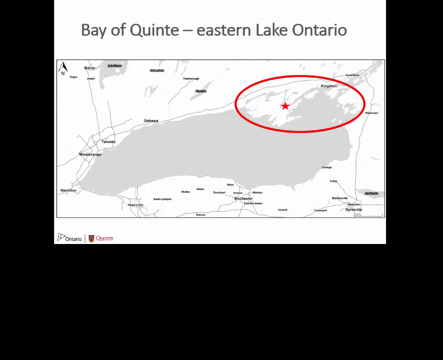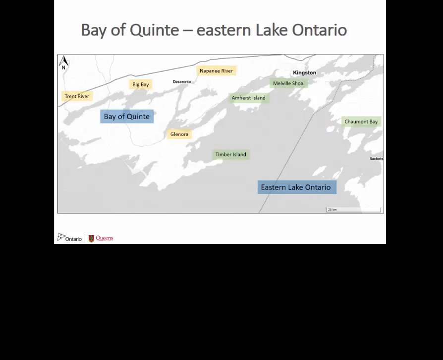So as Jim mentioned earlier in the day, the population we're looking at here is the walleye population in the Bay of Quinte and Eastern Basin. It's a very important population for Lake Ontario. So just a map here to kind of orient ourselves as we move forward through this presentation. The Bay of Quinte on the left.